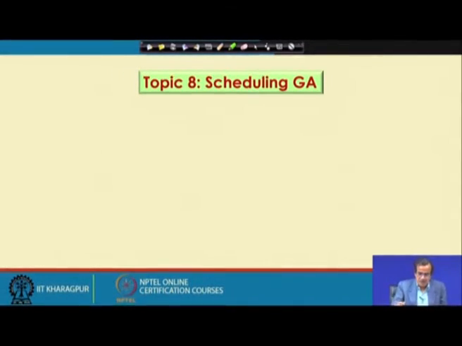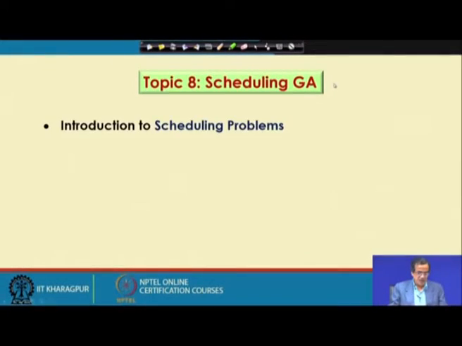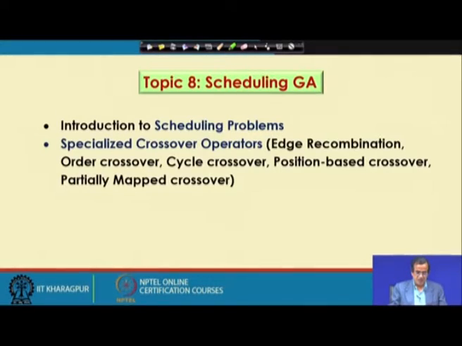The next topic is actually the scheduling problem. Now, here scheduling problem is actually a special type of optimization problem, which is much more difficult compared to the ordinary optimization problem like say design of gearbox, design of spring and so on. Now, here in scheduling problem actually we will have to consider not only the position, but we will have to consider the order and adjacency.